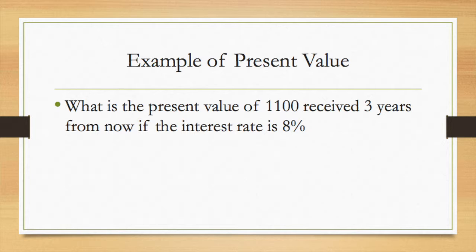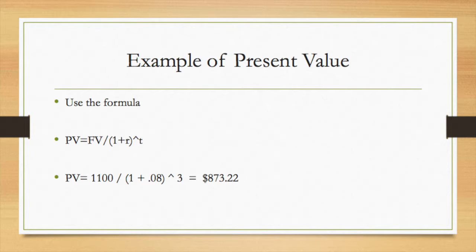In this specific example, we want to know what the present value of $1,100 received 3 years from now is, if the interest rate is 8%. In order to find the present value, we use the formula seen below, which is simply the future value formula rearranged. After plugging the numbers into our new equation, we find that the present value of $1,100 in 3 years is $873.22 today.